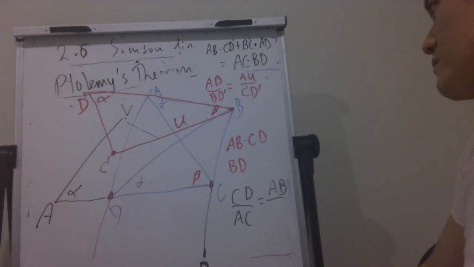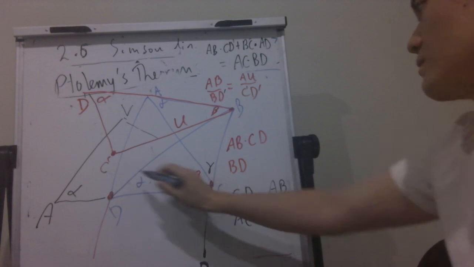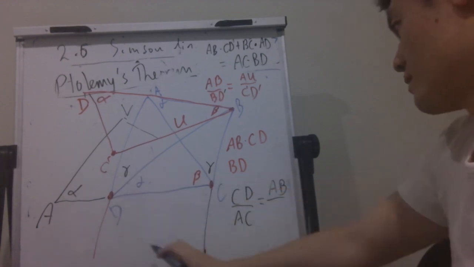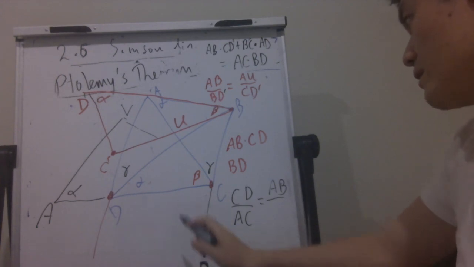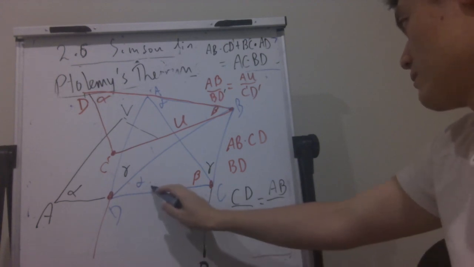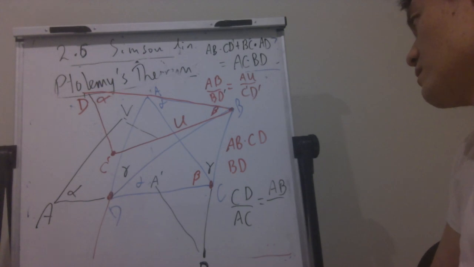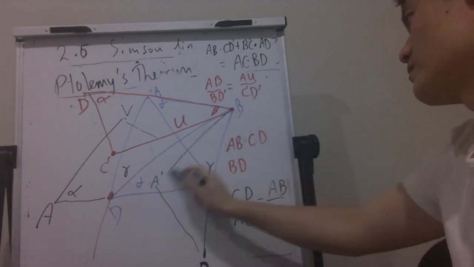Wait, so which two triangles? How are you gonna cancel out your U at the end? That's the point. So this becomes here, so D becomes D, and then A prime here. You rotate triangle BAD about B, and then you get something here, right?